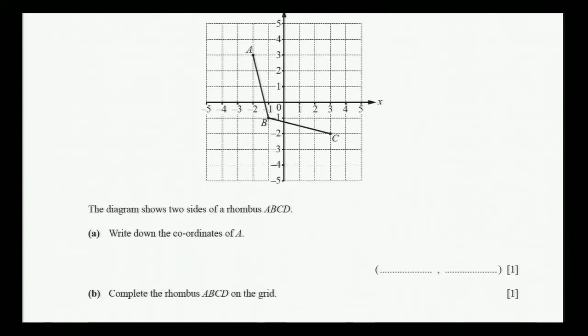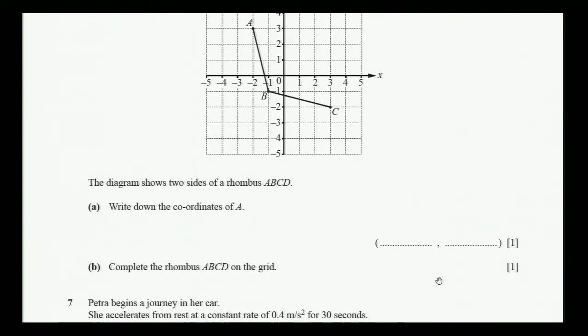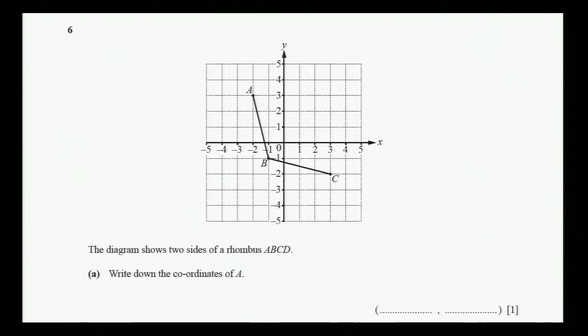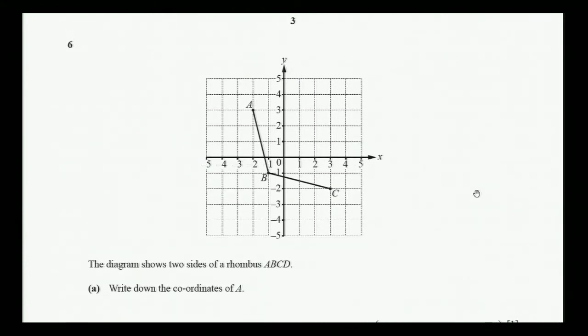Now we look at part B here. Complete the rhombus ABCD on the grid. You need to complete the rhombus, so you need to find out the point D. Where should the point D be? Very easy, right? You just look for the symmetry of these two lines, AB and BC. They will be around here, right?